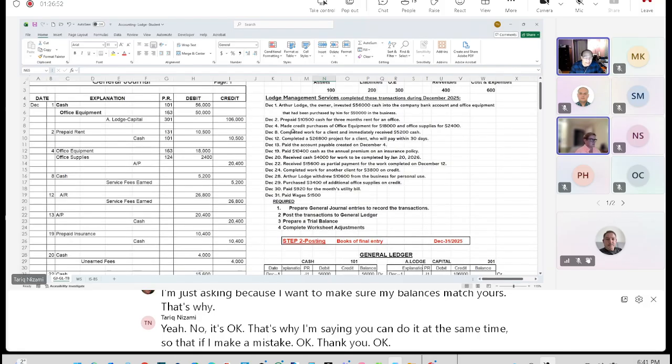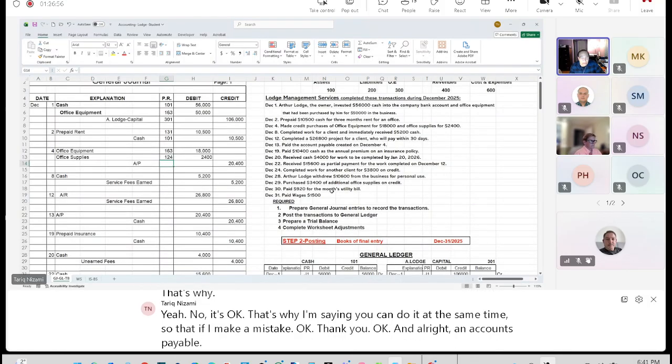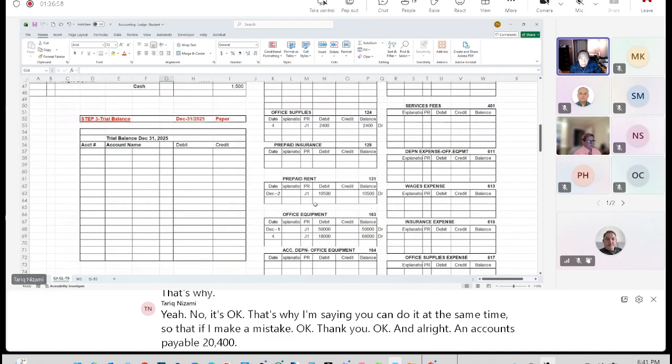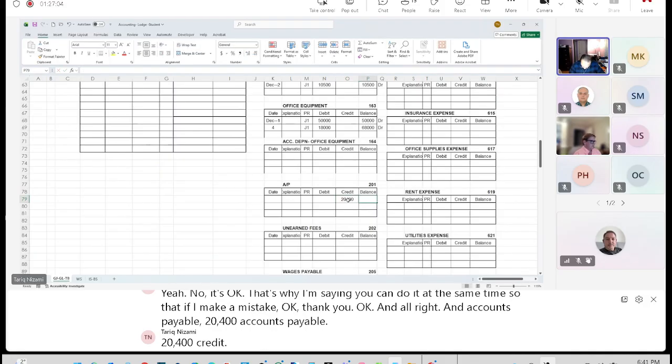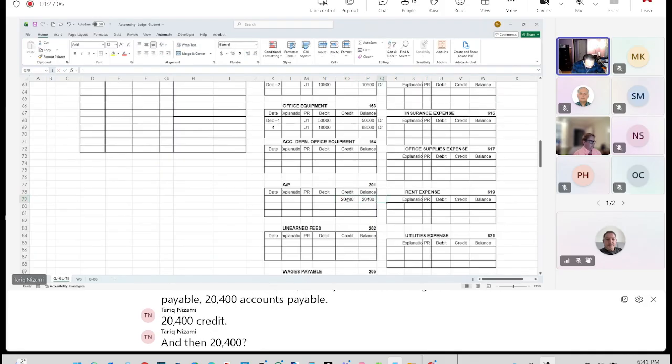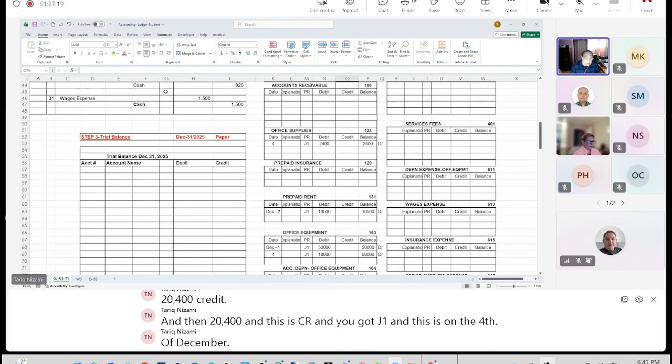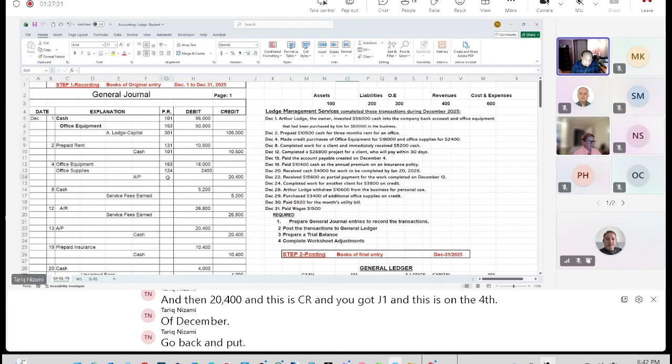Okay, and all right, and accounts payable 20,400. Accounts payable 20,400 credit, and 20,400, and this is CR, and you got J1, and this is on the 4th of December. Go back and put 201.